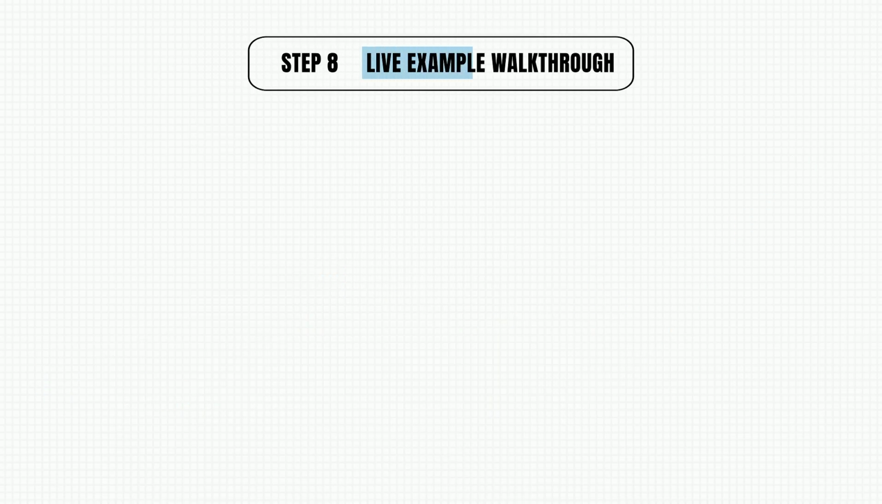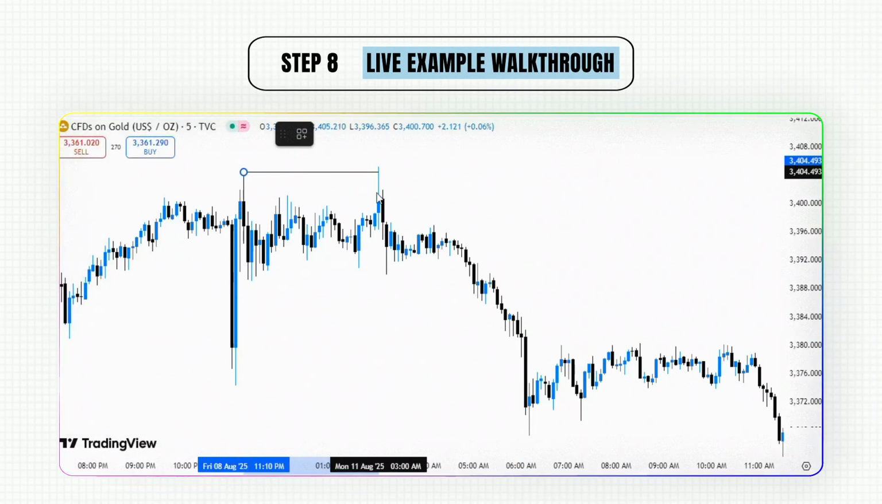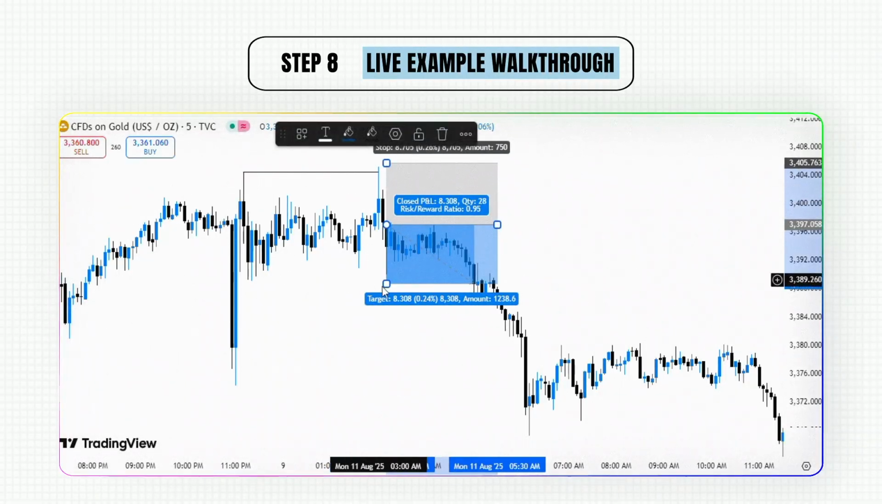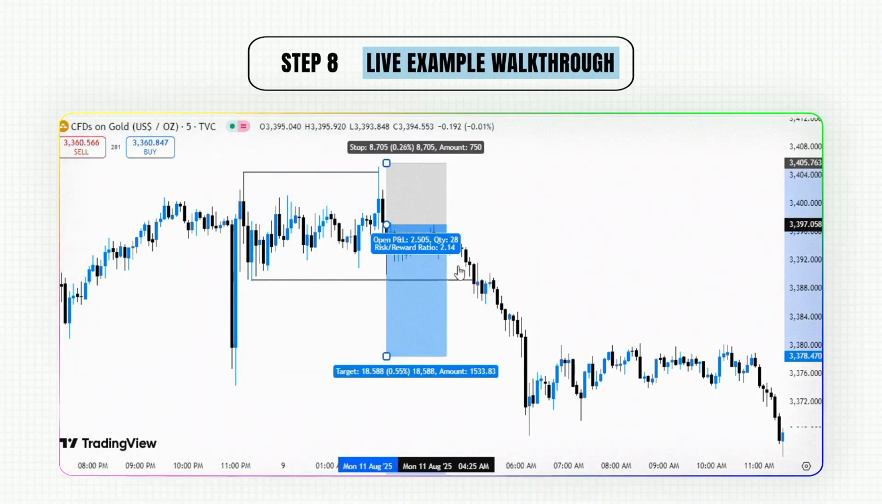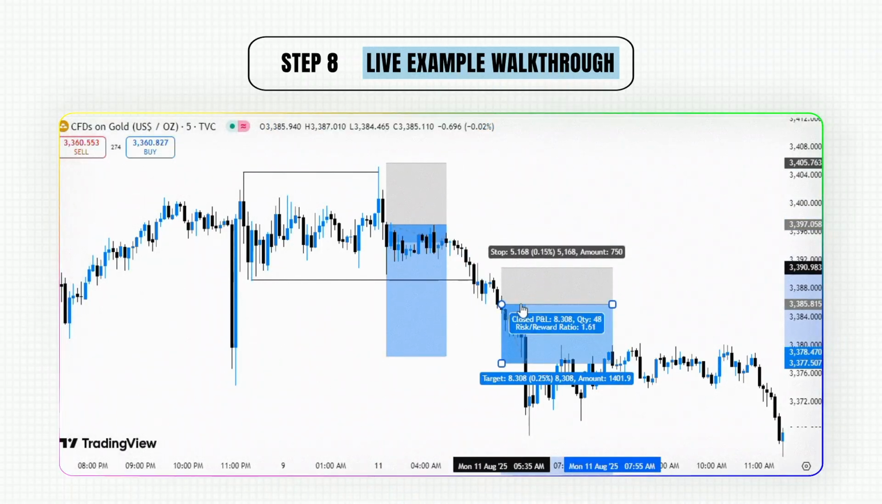Step 8. Live example walkthrough. Show 1 raid reversal hitting 1-2 TP. Show 1 breakout displacement hitting 1-2 TP. Highlight: range marking, liquidity grab or displacement, entry, stop, and target.